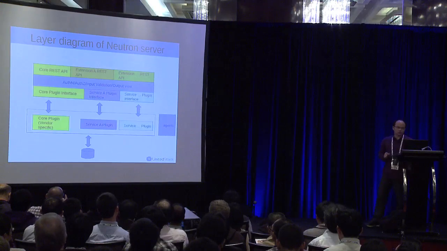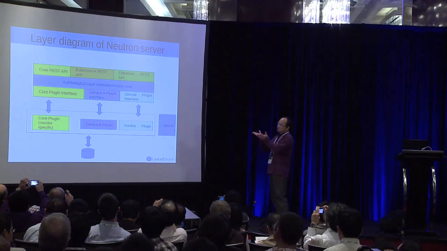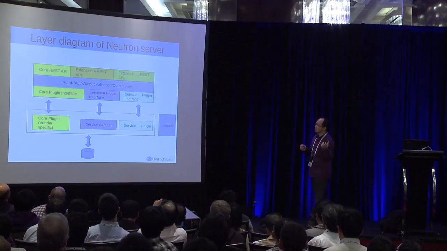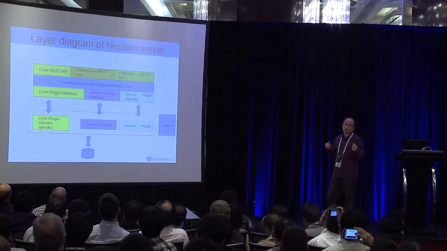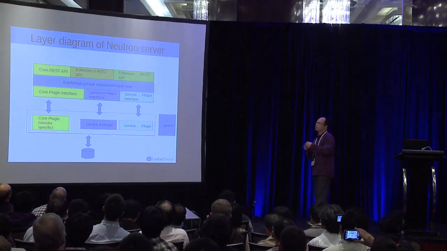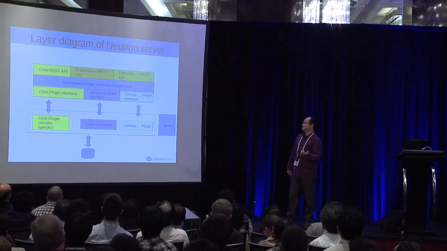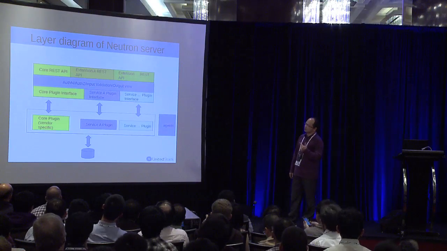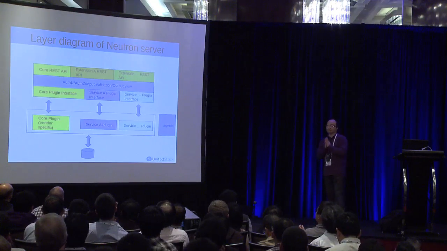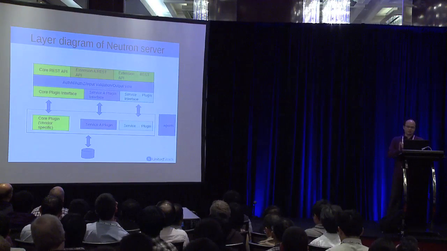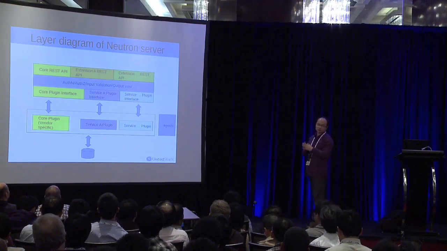Okay, this is the Neutron service layer diagram. At the top is the API. The API consists of the core REST API and the extension REST API. Under it is the common service layer. The common service layer does authentication and authorization, input validation, and forms the output. After the common service layer is the plugin interface, and then the plugins themselves. The plugins communicate with agents. We will go deep into the code to see how these layers are formed.